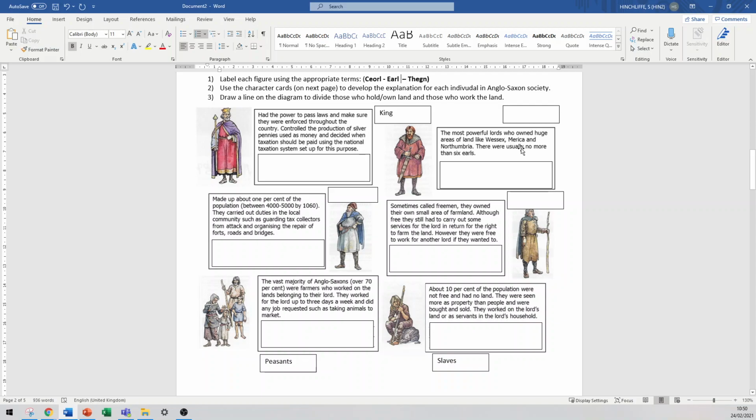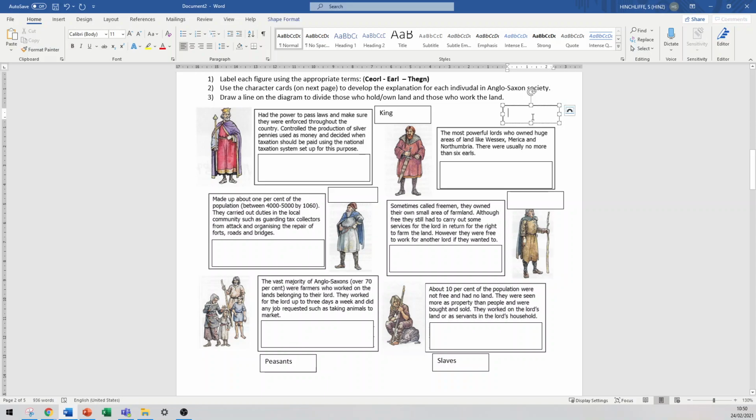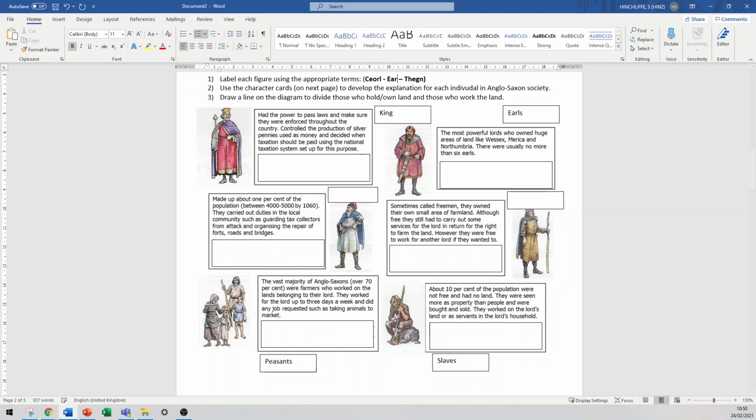We're going to talk about that in a sec. But these people are the Earls, and there are usually only 6 of them. You've got the king at the top, and then the Earls. Noble is a term that's often used, but an earldom was their area of land. So that just leaves Earls and thanes.